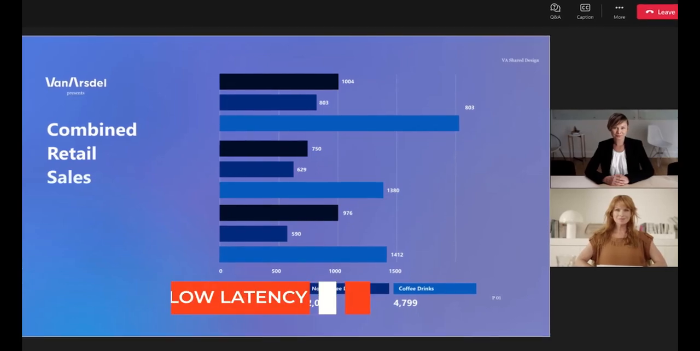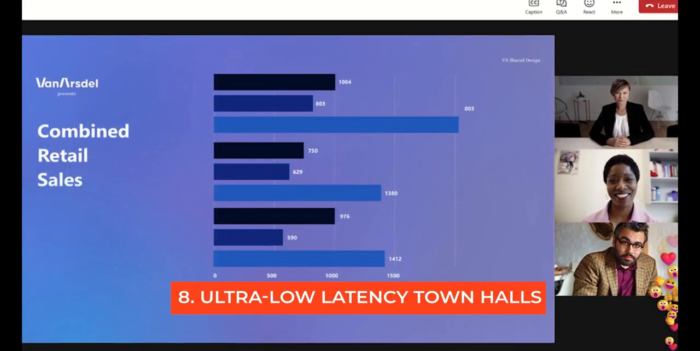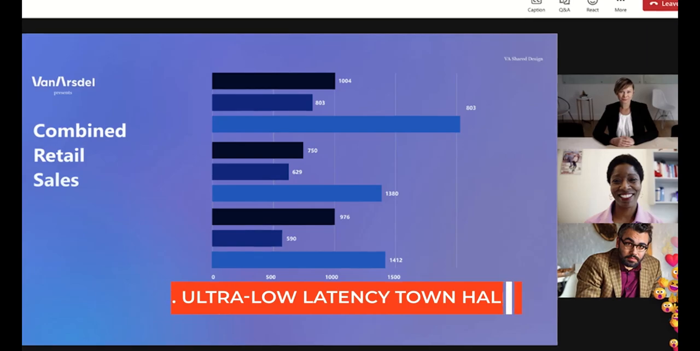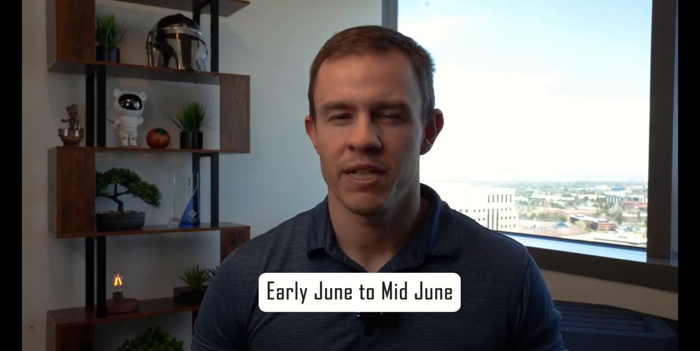Teams Premium town halls are also getting ultra low latency translation. Your awkward silences are now built in real time versus the 20 to 30 second delays that you were seeing before with these types of events. Timelines on this one's early June, expected to be complete by mid-June.